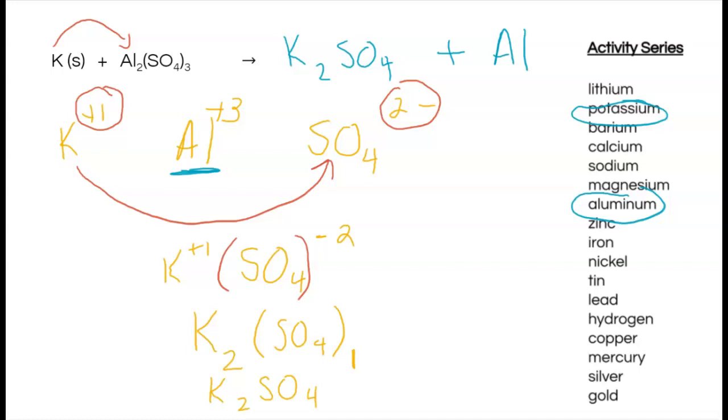Maybe if you want to, pause the video and give that a try. I'm seeing that I have three sulfates, so I'm going to put a 3 in front of my potassium sulfate on the product side. That gives me 3 times 2 potassiums, so 6 potassiums, so a 6 over here. Then I see that I have 2 aluminums on my product side, so I'm going to put a 2 in front of my aluminum. And that is it.